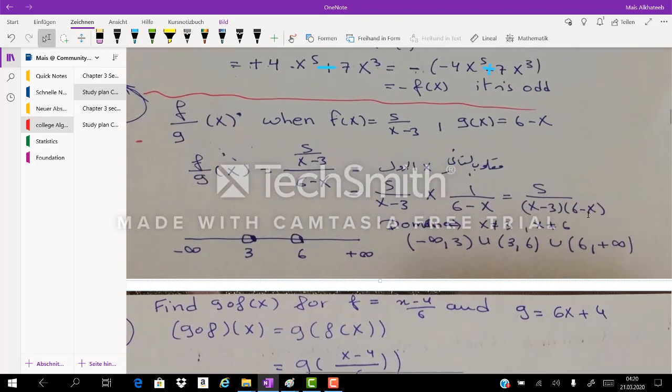Now x must not be 3, and x must not be 6, so the domain will be minus infinity to 3, union 3 to 6, union 6 to plus infinity. Since 3 and 6 are open, the domain will be in this form: from minus infinity up to 3, open; then from 3 to 6, open; then from 6 to plus infinity.